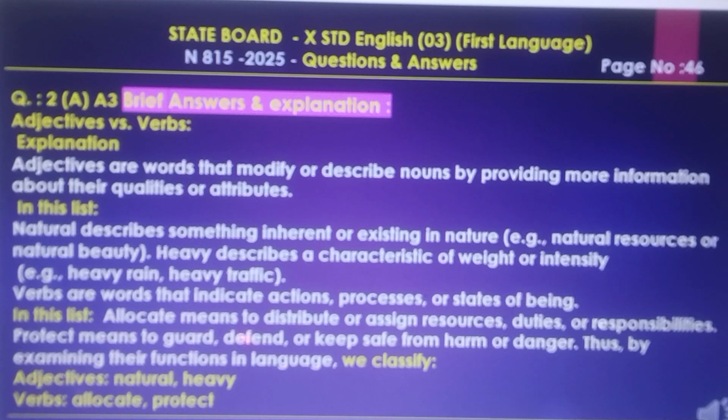Verbs are words that indicate actions, processes, or states of being. In this list, allocate means to distribute or assign resources, duties, or responsibilities. Protect means to defend or keep safe from harm or danger. Thus, by examining their functions in language, we conclude that the adjectives are natural and heavy, and the verbs are allocate and protect.